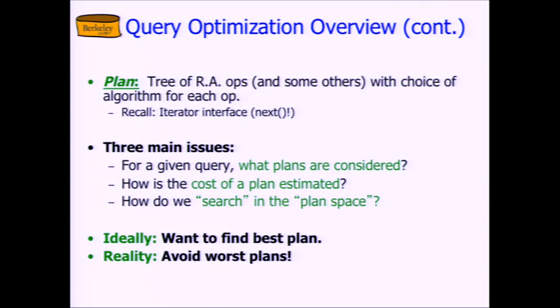Ideally, we really want to find the best plan. It is, after all, called a query optimizer. It's supposed to find the optimum. That is pretty much infeasible in practice, and we'll talk about why. So what we're going to try to do is find a good plan and avoid really lousy plans.